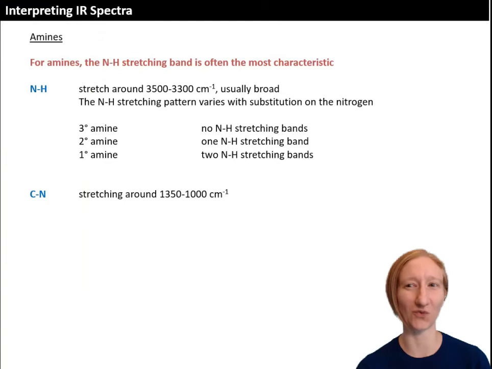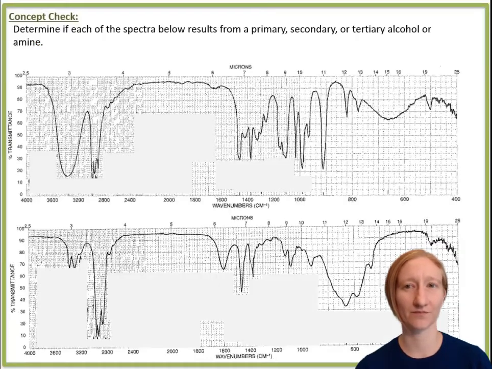If we see only one NH stretching band, then we probably have a secondary amine. But if we see two NH stretching bands, then it's most likely a primary amine. Let's look at two examples.